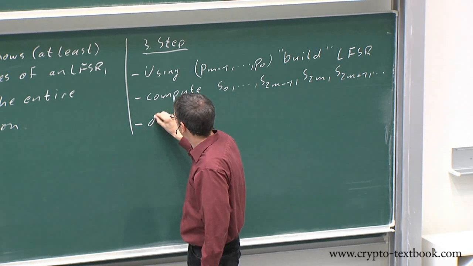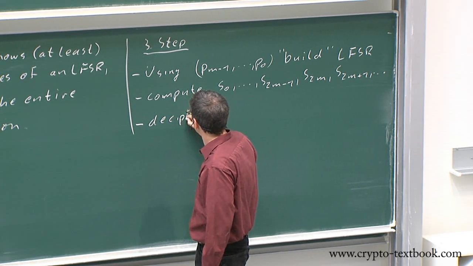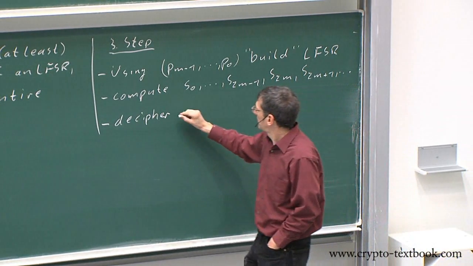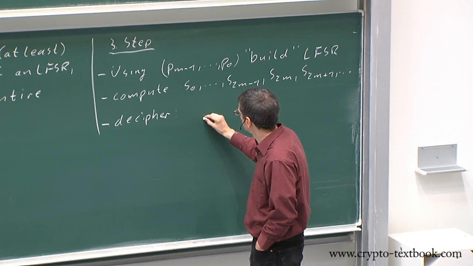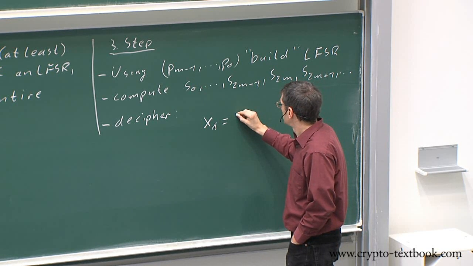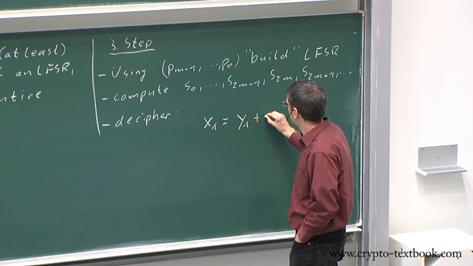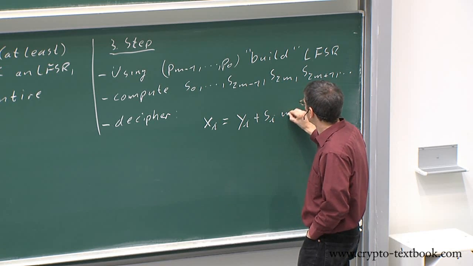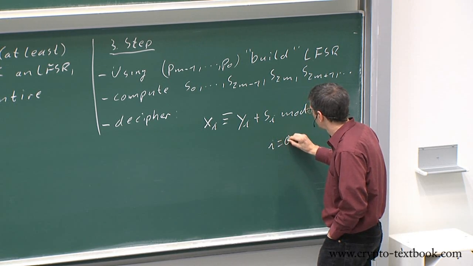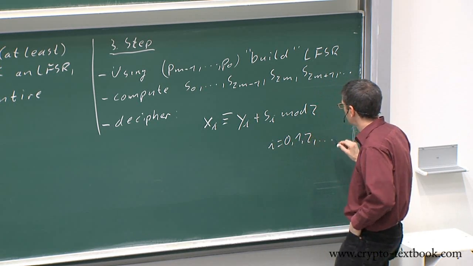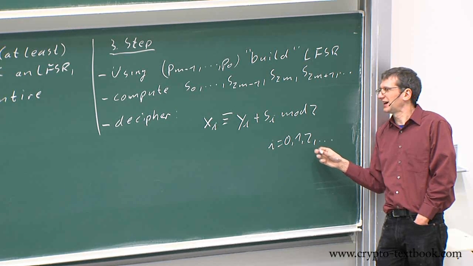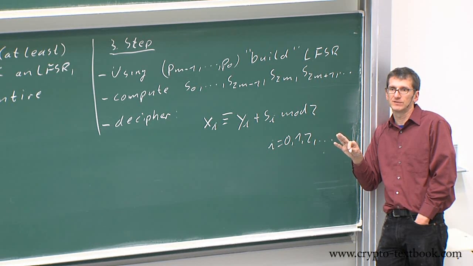And now decipher. What does he do? He can now compute xi is yi plus si mod 2, and the interesting things are the 3 dots here at this point, right? He can do that for all i values. He can recover the entire plain text now. Okay.